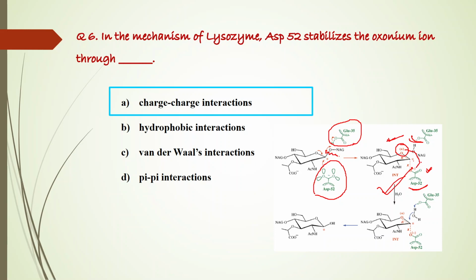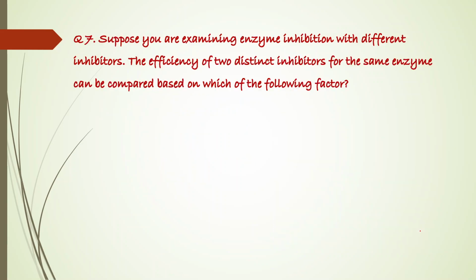See again in the next step as well, all the acid-base catalysis is happening through Glu35, but Asp52 is only sitting there to stabilize the positive charge that has been formed. Once the positive charge has been removed, again it has no role. Okay, so our correct option was option number A.